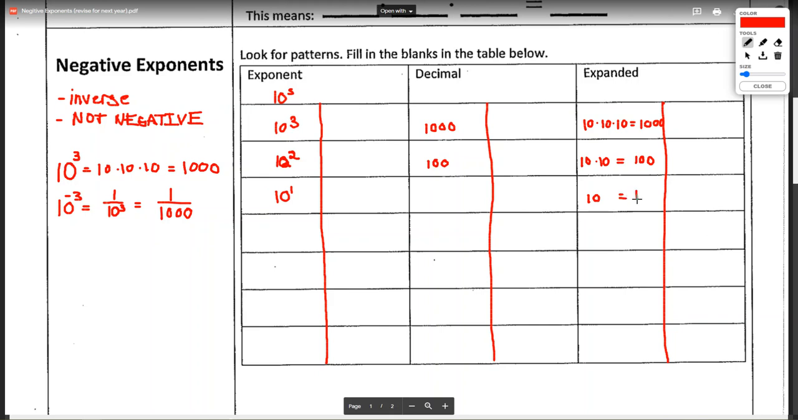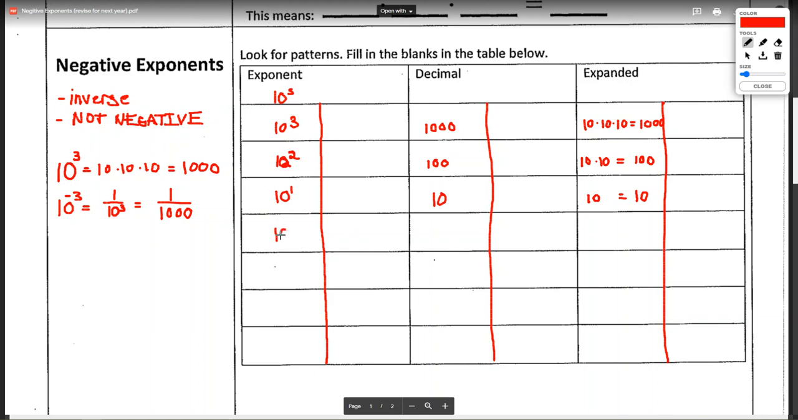And how many zeros is that? Just 1 zero. So you'll notice that each time we are moving down, we're losing an exponent, we're losing a zero. That's because each time we're losing one group of 10, it's essentially dividing by 10, right? 1,000 divided by 10 is 100. 100 divided by 10 is 10.